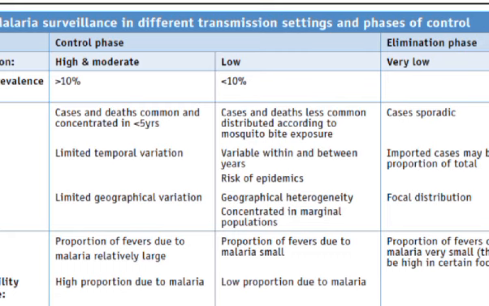Fevers: the proportion of fevers due to malaria is relatively large, then small, then very small, though it may be high in certain foci, respectively. Health facility attendance: high proportion due to malaria, efficient mortality and case reduction, very low.